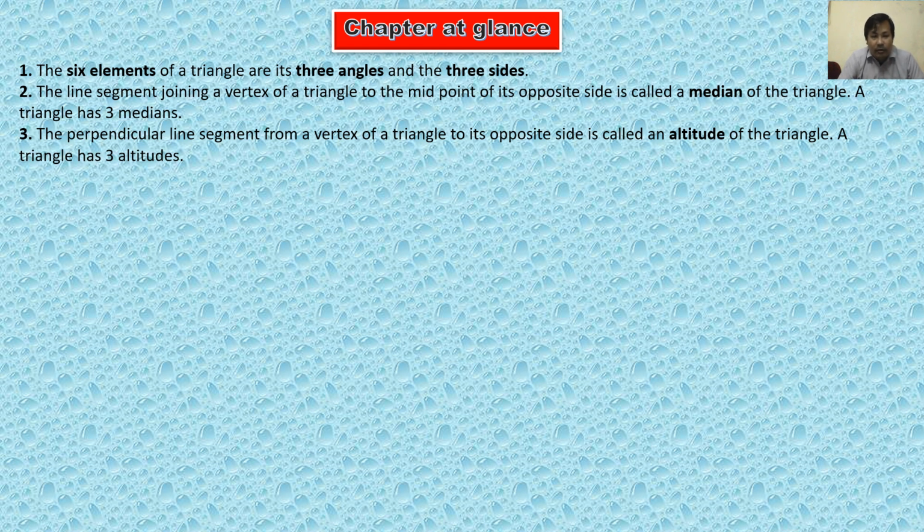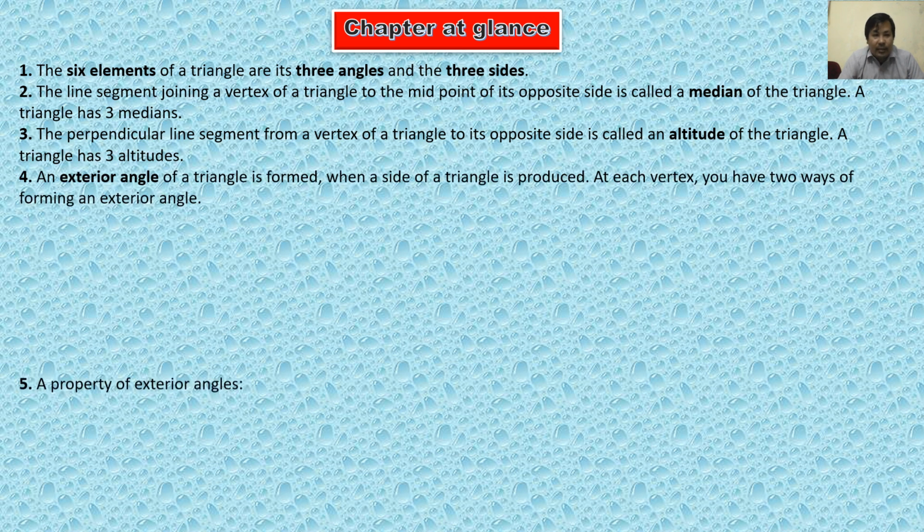So what is the altitude? Altitude is also called the height of the triangle. Okay, and it is a perpendicular line drawn from a vertex. Now next, an exterior angle of a triangle is formed when a side of a triangle is produced. An exterior angle of a triangle is formed when one of the sides is produced, extended. Okay, when one side of the triangle is extended, then we get the exterior angle. At its vertex, you have two ways of forming an exterior angle. Yes, two ways. Means two directions in which you can extend the side.